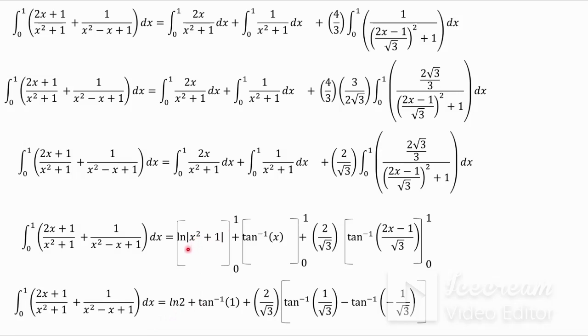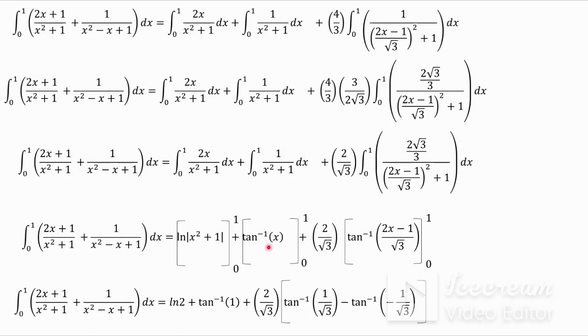That is, if we do ln of 1 squared plus 1 minus ln of 0 squared plus 1, we are going to obtain ln of 1 squared plus 1 gives us ln of 2, then minus ln of 0 squared plus 1 which gives us ln of 1, and ln of 1 is 0. The reason why I did not include ln of 0 here.